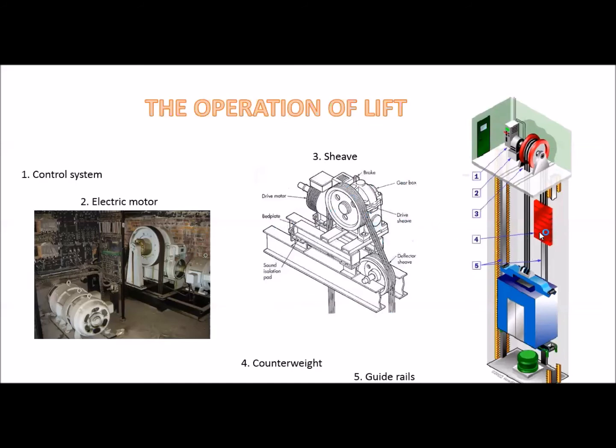In addition, I will explain about the counterweight. The counterweight is located at the side of the shaft. This is the counterweight. The function of the counterweight is to balance the weight of the car. Number 5 is a guide wheel, which guides the counterweight to go up and down.